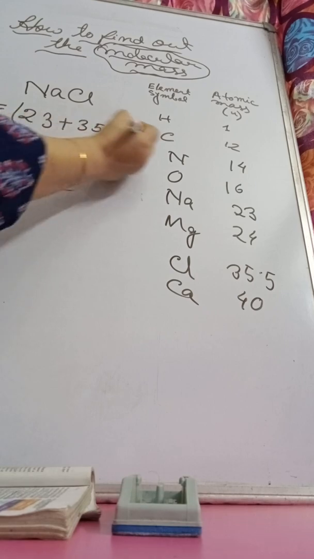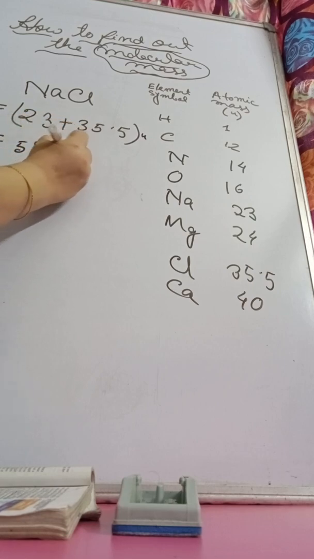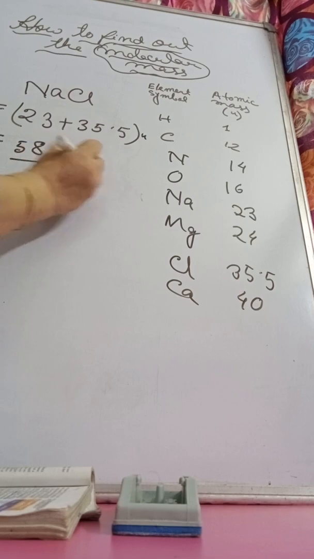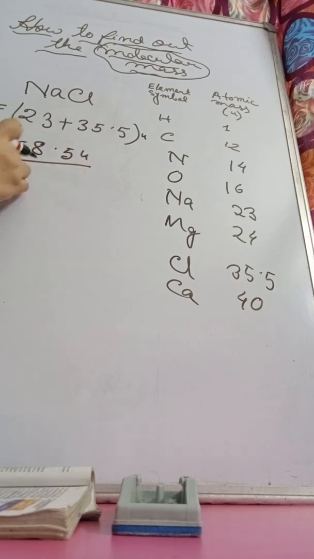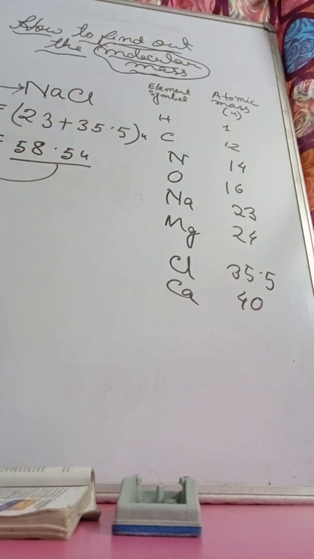So how much will it be? Unit will be U. So how much will it be? 58.5 U. So this is the molecular mass of sodium chloride. So in this way you can find out the molecular mass of all the different types of molecules, but you should have the knowledge about the atomic mass, and that one you have to remember properly.